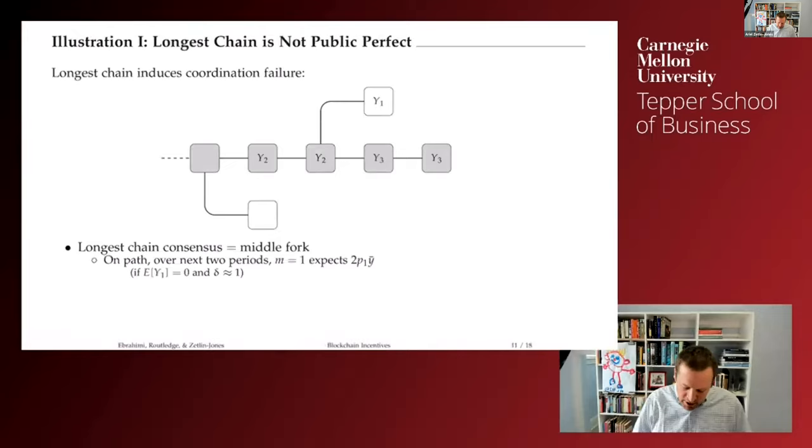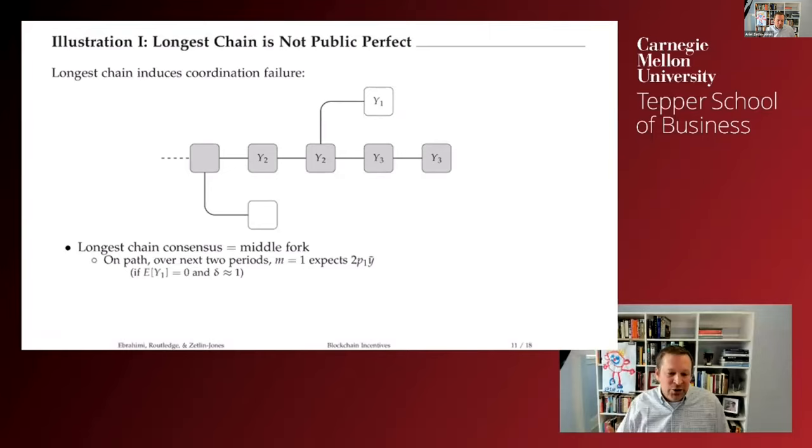If you're miner one, you are told to mine on the center path. What is your reward for doing so? Imagine in the future you expect all net credits and debits to be zero. You're doing this just for the mining reward. With probability P1, your block is added and you get the reward Y bar. And then again, it's the longest chain, so you extend the middle graph. You do it again with probability P1, and you get another reward. In discounted value, that generates value Y bar forever for you. So what's your total benefit of following the consensus chain? On average, you expect to get 2 P1 Y bar.